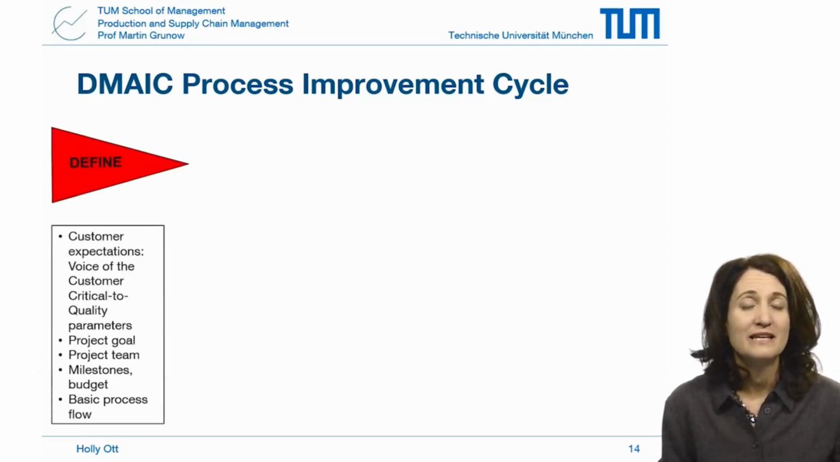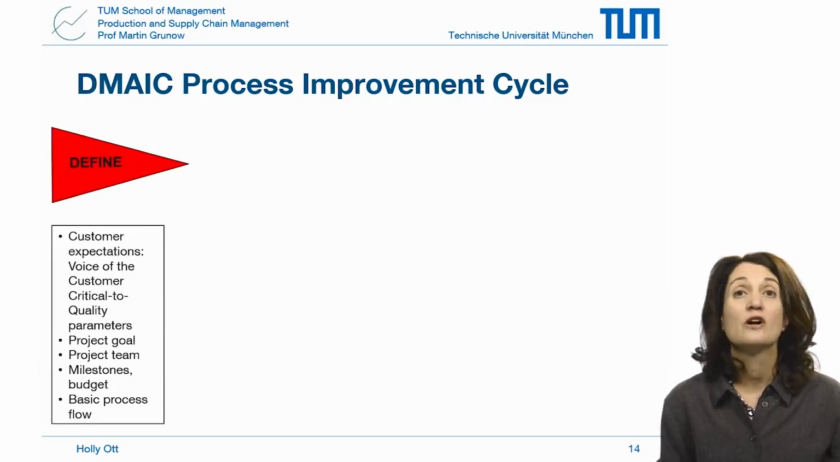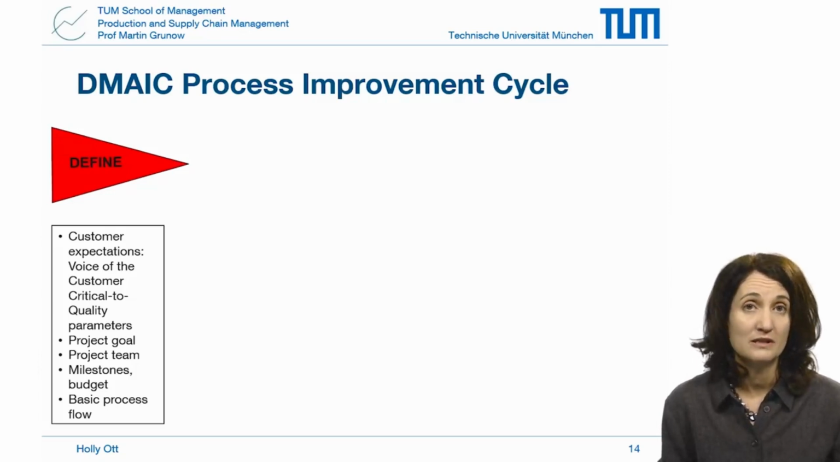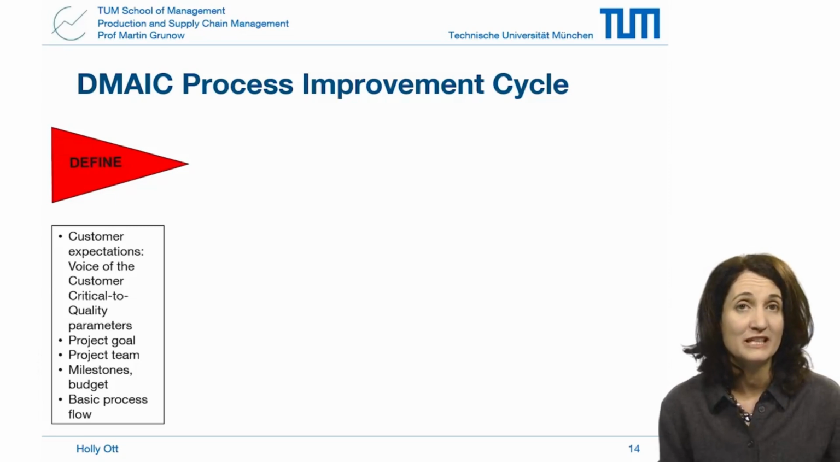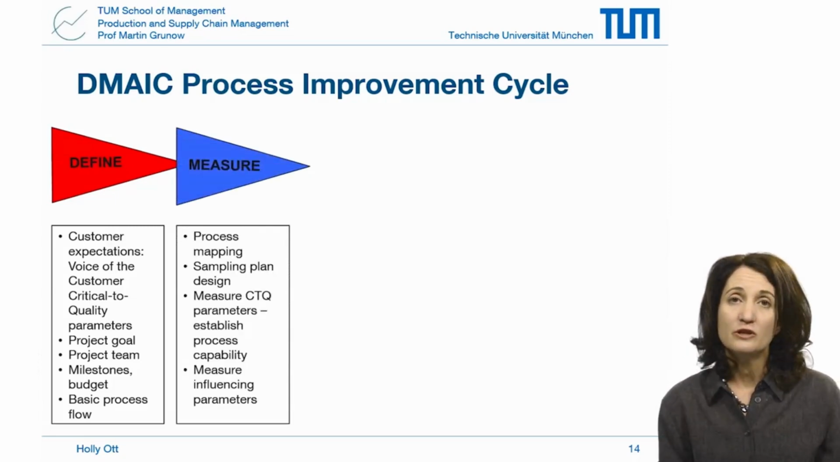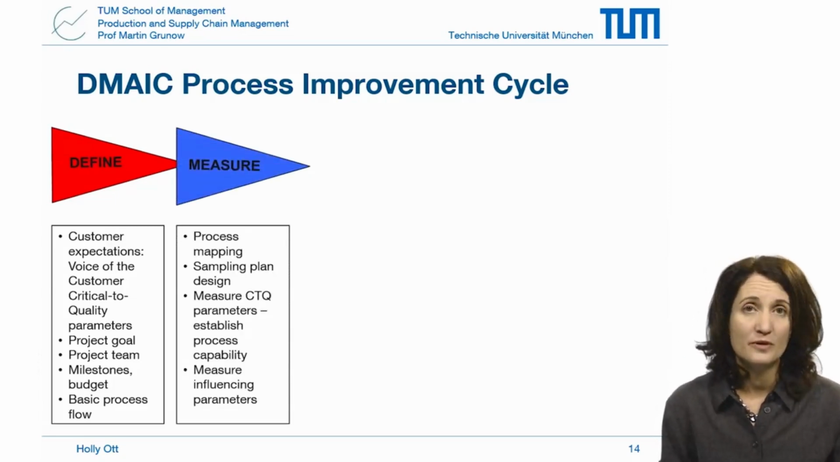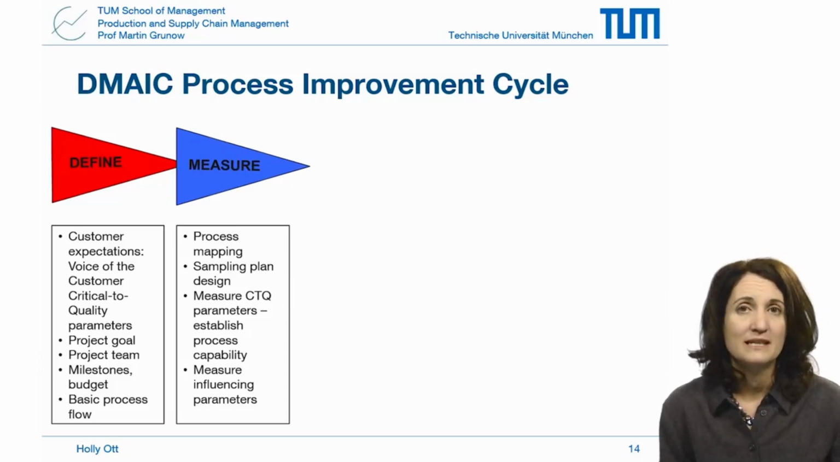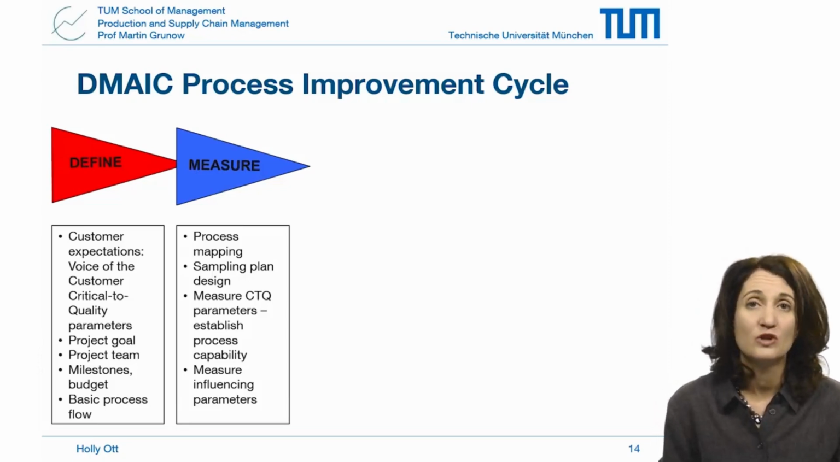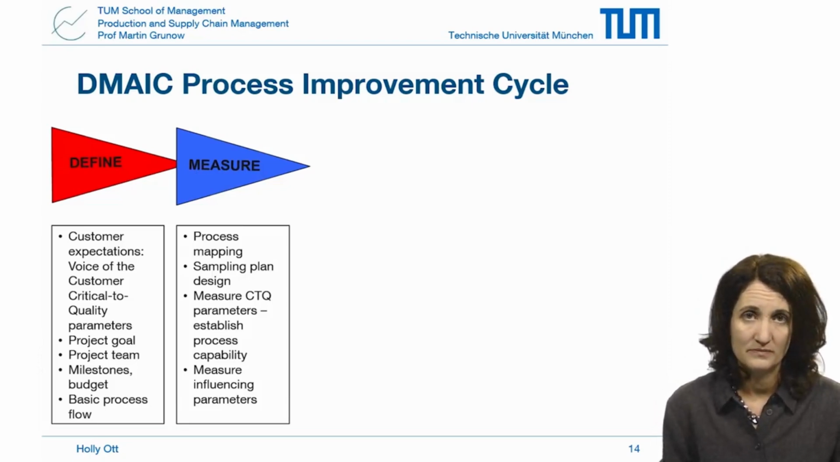Now we're going to go through the DMAIC flow in detail in the next lectures, but in general, define means to identify key customer requirements, what we call the critical to quality parameters. We want to set the goals for the Six Sigma project and form the project team. In measure, you need to be able to map the process that we're studying. We want to collect data, determine the current process performance and the current process capability. We measure influencing parameters, those that are likely to impact our critical to quality parameters.